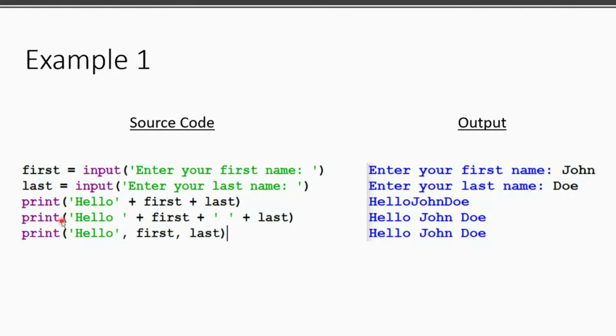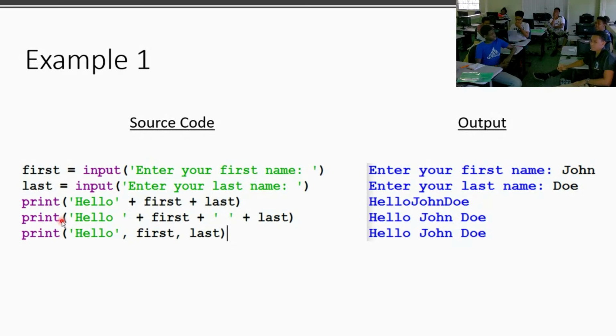What's my output? Hello JohnDoe. No spaces, right? So if I use my plus, there are no spaces, it just adds the strings together. Now if I want a space, I'll have to put hello space plus first plus space plus last. And I'll get hello John Doe with spaces.